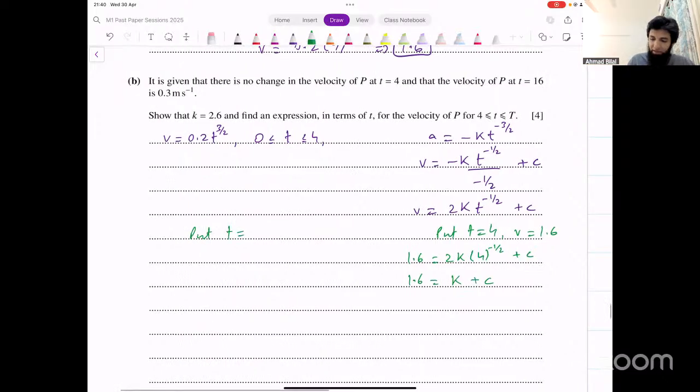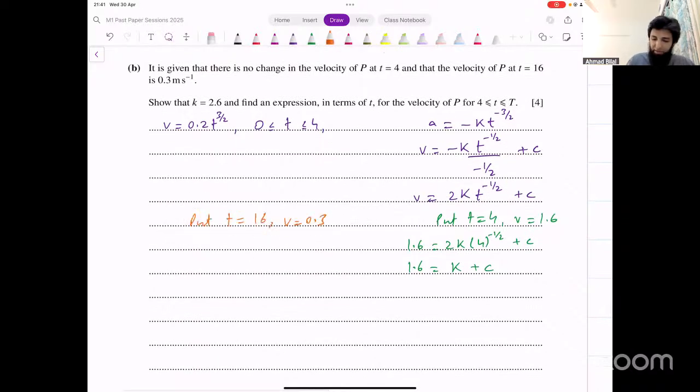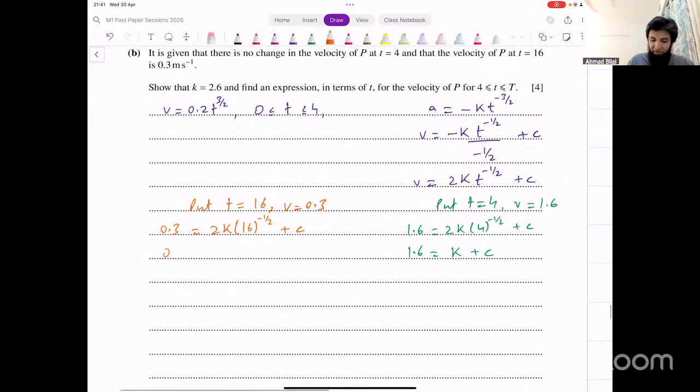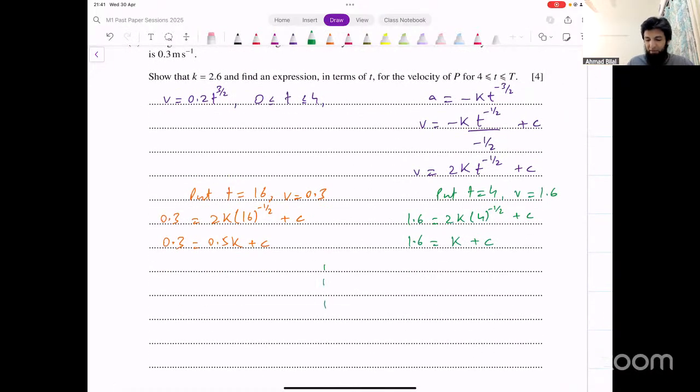Then we have another point given. The other point is when time is equal to 16, the velocity is equal to 0.3. Let's input that point now. 0.3 equals 2 into k into 16 raised to power minus 1 over 2 plus c. Let's simplify this to get 0.3 equals 2 over 4, which is 1 over 2, that's 0.5 k plus c. That's another equation that we have. Solve these two equations simultaneously, you get the values of k and c. What are the values of k and c that we get?